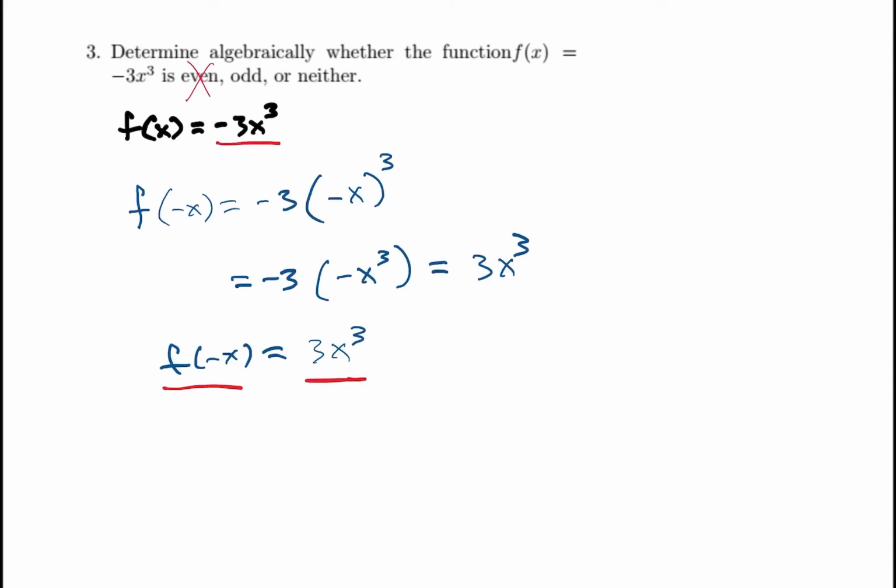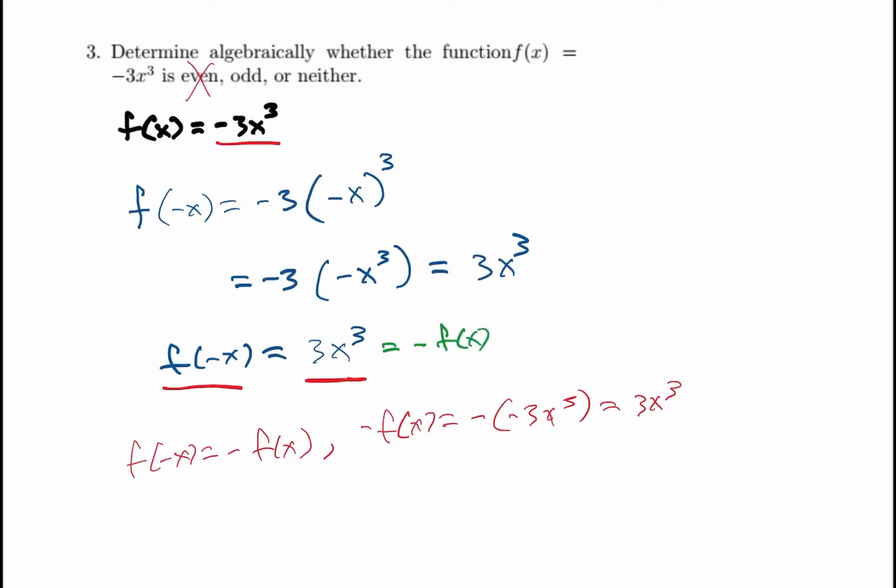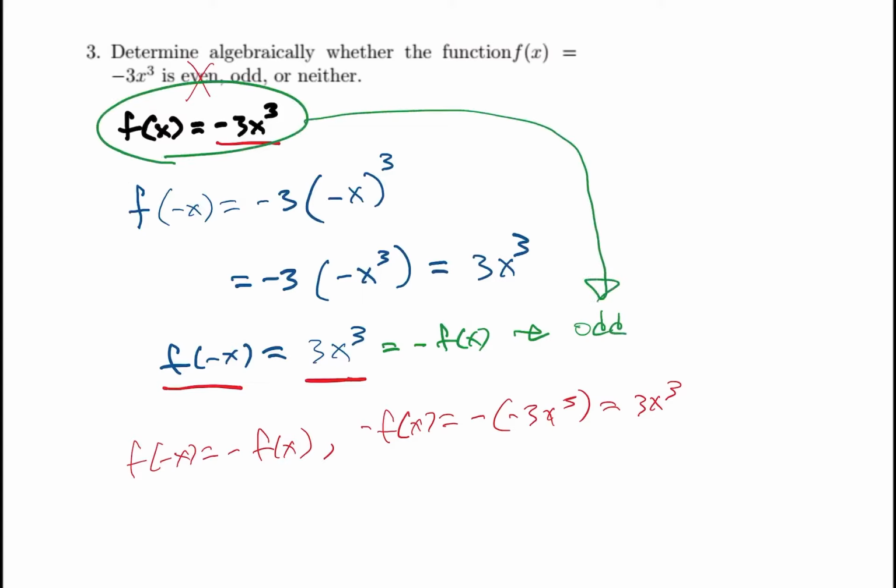And if f of negative x equals negative f of x, then we have an odd function. So here that's the case, because negative f of x is negative times negative 3x cubed, which is 3x cubed. So in conclusion, f of negative x is the same as negative f of x. So this is an odd function. The given function is odd.